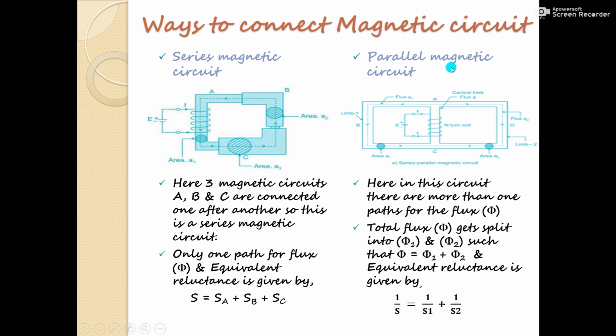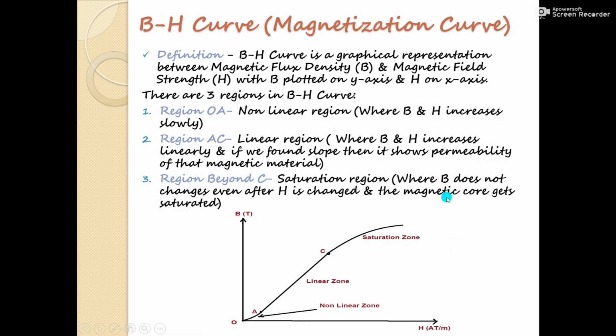Then parallel magnetic circuit. In this diagram, you will observe there are more than one path for the flux. So the total flux phi gets split into phi 1 and phi 2, such that phi is equal to phi 1 plus phi 2, and the equivalent reluctance in such a circuit is given by 1 upon S is equal to 1 upon S1 plus 1 upon S2. Next we have the BH curve, that is also known as the magnetization curve.